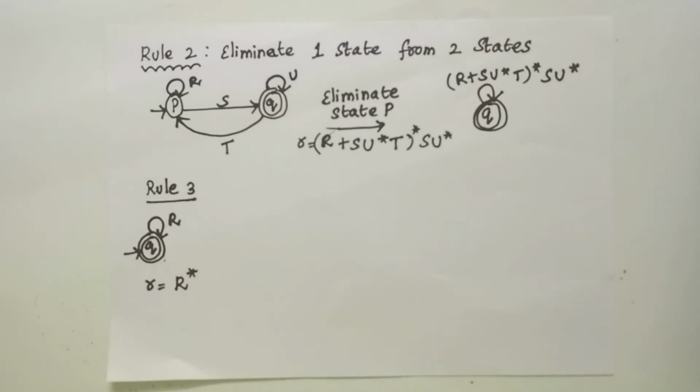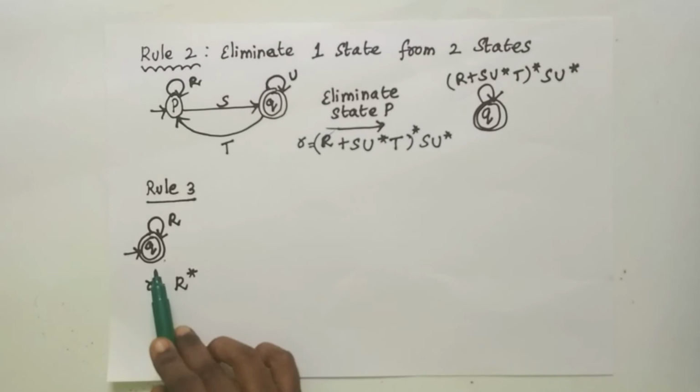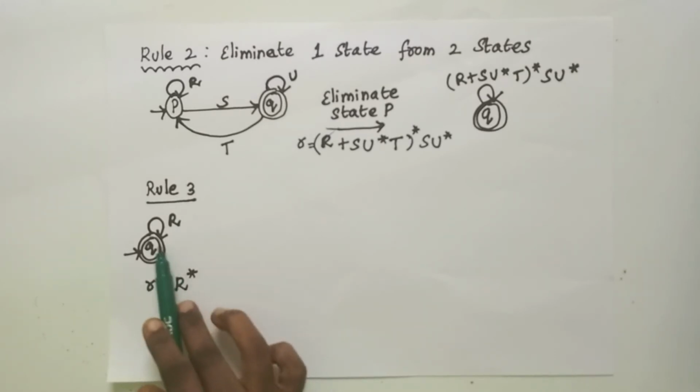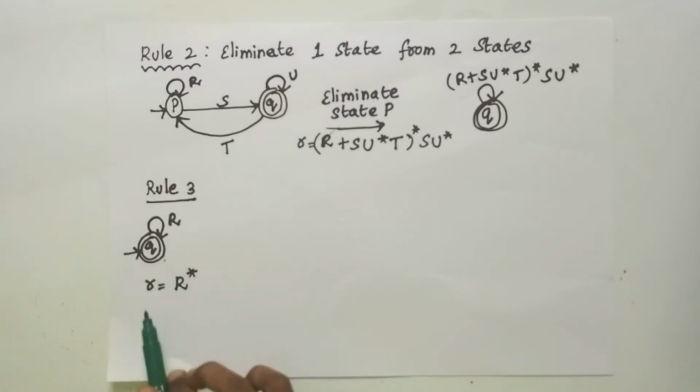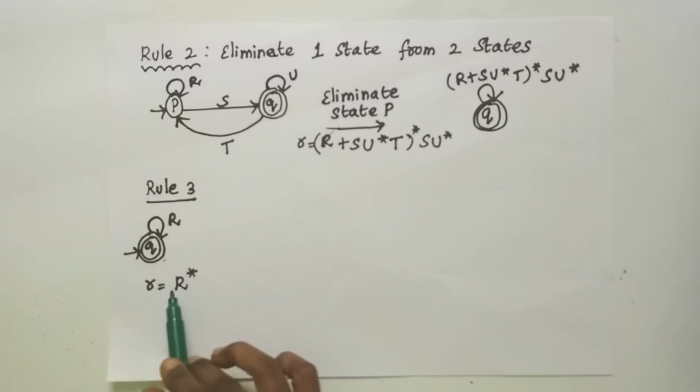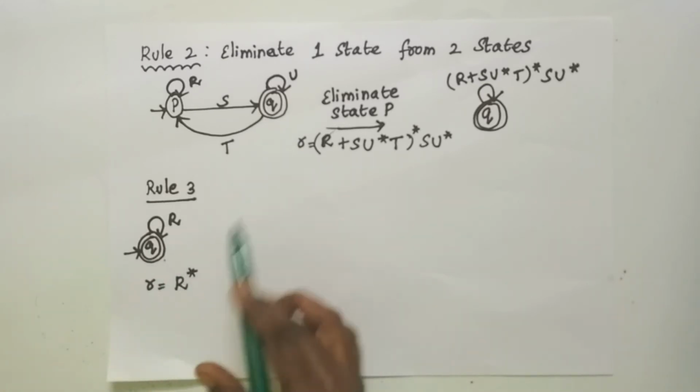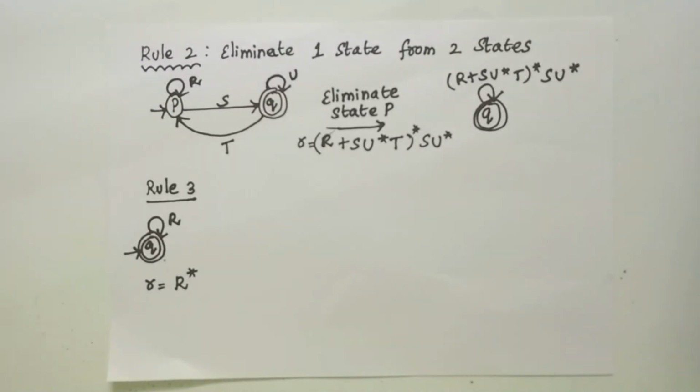The regular expression is going to be R equal to R plus S U star T the whole star into S U star. Similarly, when you have a single state which is both the initial and final, and if it is having a self loop with R, then the regular expression will be R equal to R to the power closure. So you must remember these formulas to perform the state elimination method for finding the regular expression.